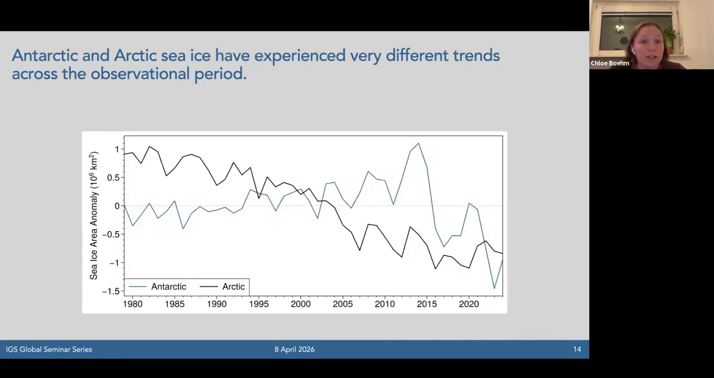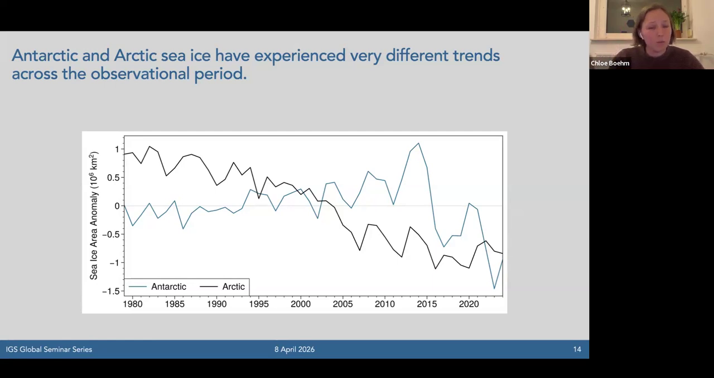And so the Antarctic and the Arctic have experienced very different trends across the observational period. This time series here is showing the time series of sea ice for the Antarctic in blue and the Arctic in black from 1979 until I think 2024. You can see that across the observational period, Arctic sea ice has had this consistent decline across the whole time, versus Antarctic sea ice actually saw this positive trend up until about 2014, and then had this very rapid decline over the last decade or so, a very sudden change in its trend.